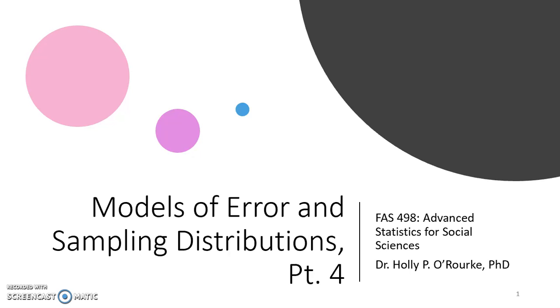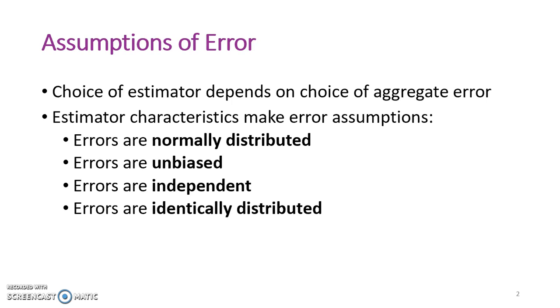In this lecture, I'll describe assumptions of error. As we discussed in previous lectures, the choice of an estimator is influenced by our measure of error. These characteristics of estimators, unbiasedness, efficiency, and consistency, also depend upon some assumptions that we make about error. Specifically, we make the 4 assumptions that our error scores are normally distributed, unbiased, independent, and identically distributed.